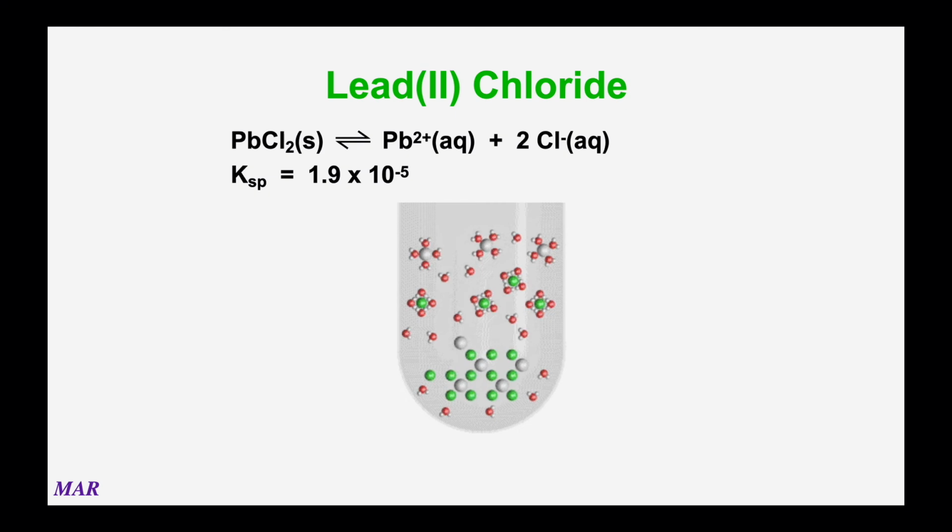What we can tell from the Ksp is that because K is less than 1, PbCl2 really wants to form, but it doesn't explicitly tell us the solubility, like how many moles of lead-2 chloride will dissolve per liter before we start making any solid appear. And we'll talk again about how to go from Ksp to a solubility and back and forth.